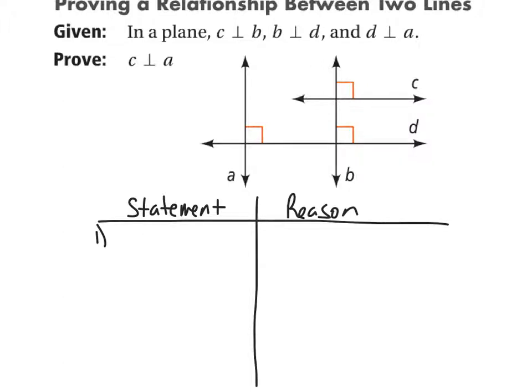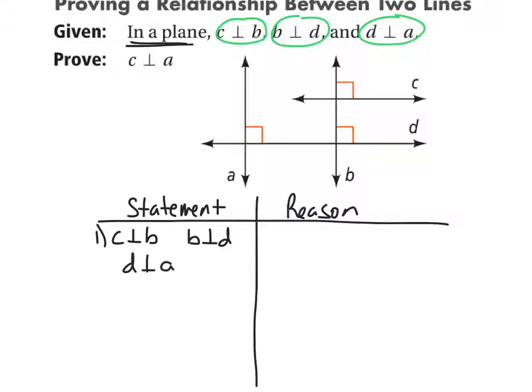Our first statement is actually a whole bunch of givens. We got three. I'm not going to be a stickler with you guys about saying in a plane. Technically, yes, that needs to be there, but I'm not going to be a stickler on that. You just need to tell me that we know that C is perpendicular to B. We know that B is perpendicular to D. And we know that D is perpendicular to A. All of that is given. We are trying to prove that C is perpendicular to A.